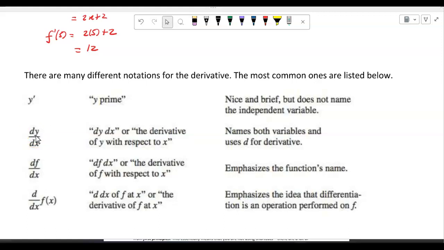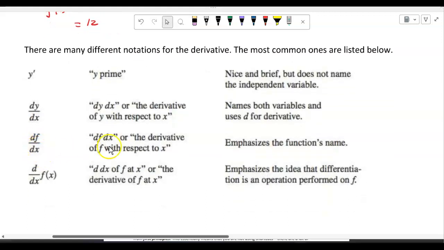If we get a question, aren't we just going to know that it's some form of the derivative? Why do we have to know these? Can they ask us to give the answer in a specific form? No, it doesn't matter. dy by dx is the derivative of y with respect to x. It names both variables, and d stands for derivative. When you say it, you just say dy dx.